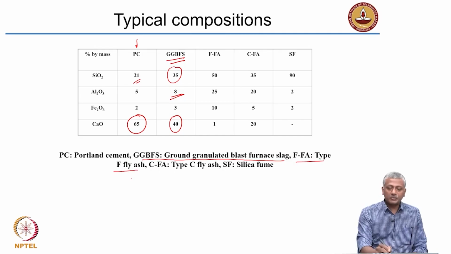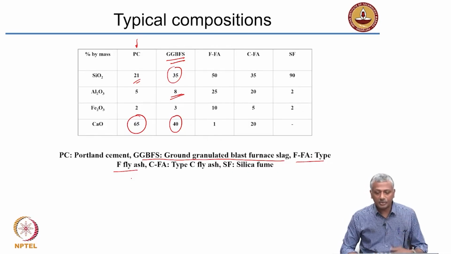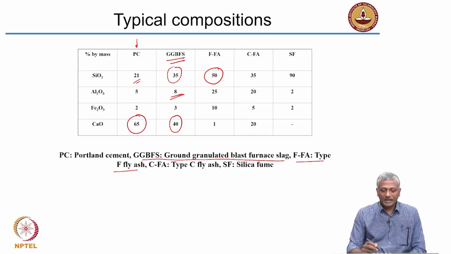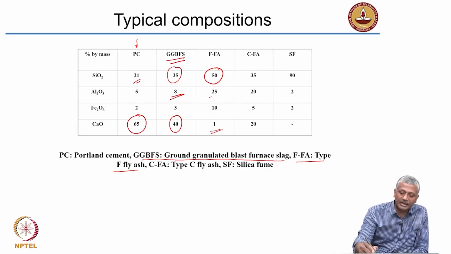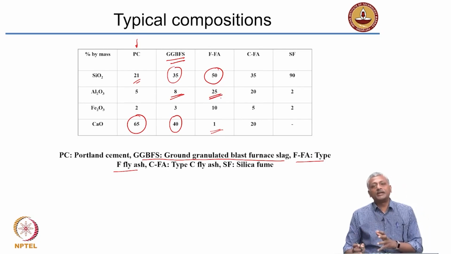Type F fly ash, which is generally obtained from burning of semi-bituminous coal, that means which does not have very much impurities, has an extremely high amount of silica and almost nil calcium content. It has also got a very high amount of alumina content. So, it is actually a very interesting material. It is a silico-aluminate, similar to what you get with clays, but not exactly as reactive as the clays.